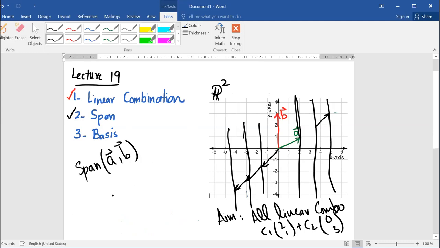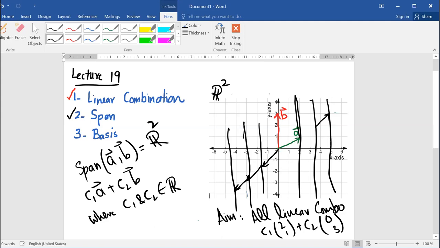When I say the span of A and B, what I basically mean is that I have C1 times A plus C2 times B, where C1 and C2 both belong to the real line. So I'm looking at all linear combinations where C1 and C2 are free to choose any values from the real line, where A and B are fixed. That's why I'm saying span of A and B. A and B vectors are fixed, but C1 and C2 could be any arbitrary constants. If I do this, I will reconstruct the whole R square space. So the span of A and B will reach up to covering the whole of R square.